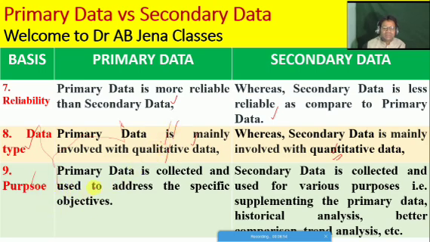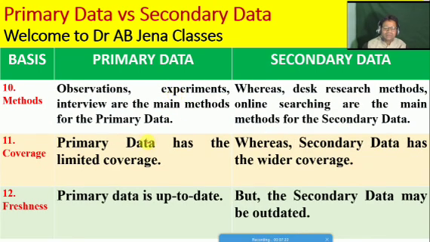What is the main purpose of primary data? Primary data is collected and used mainly to address specific objectives, whereas secondary data is collected and used for various purposes, such as supplementing primary data, historical analysis, better comparison and trend analysis. Next, friends, we will see the methods. What are the methods to collect primary data and secondary data? Observation, experiments and interviews are the main methods for collecting primary data, whereas research methods and online searching are the main methods for secondary data.